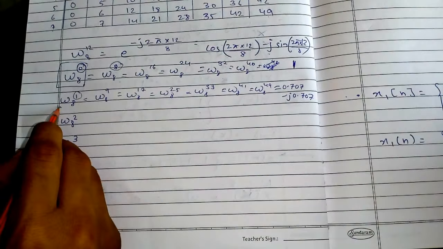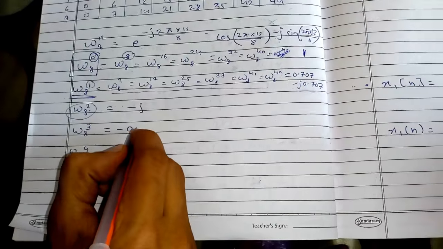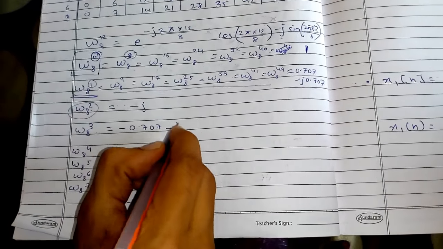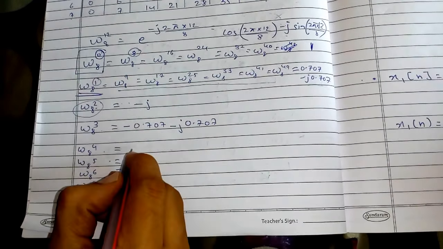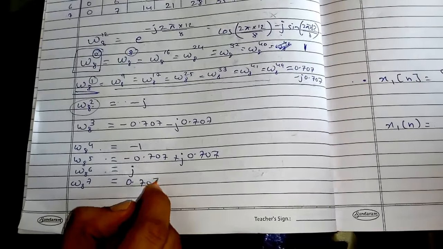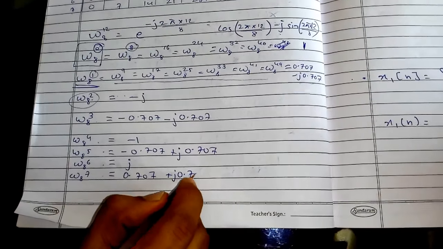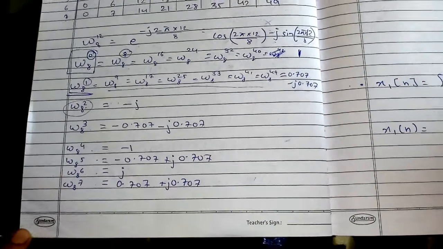Similar for cube, omega 8 raised to 4, 5, 6, 7. Let me write the values. If you want, you can remember it, but I guess that remembering the logic would be a much better option. So this will come out to be minus j, this will come out to be minus 0.707 minus j 0.707, this will come out to be minus 1, this will be minus 0.707 plus j 0.707, this will be equal to j, and this will be 0.707 plus j 0.707. So with this you have calculated the matrix.